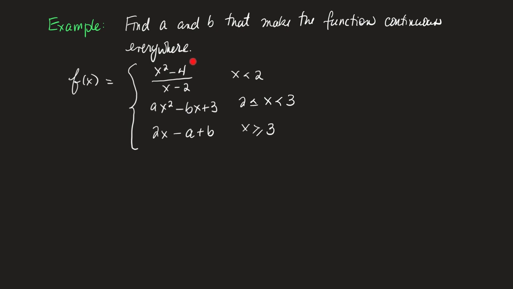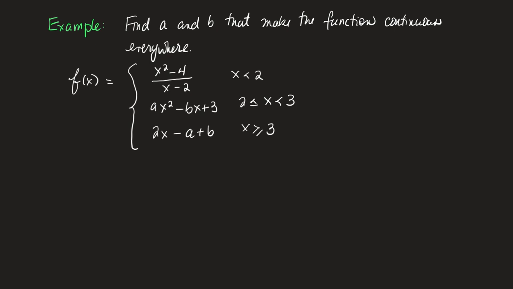When x is less than 2, this function will be continuous because it's a rational function, and rational functions are continuous on their domain. So as long as x is not equal to 2, it is continuous. And this is how it's defined for x less than 2, so we're fine. These are polynomials, no matter what a and b are, so we know that these are actually continuous everywhere.